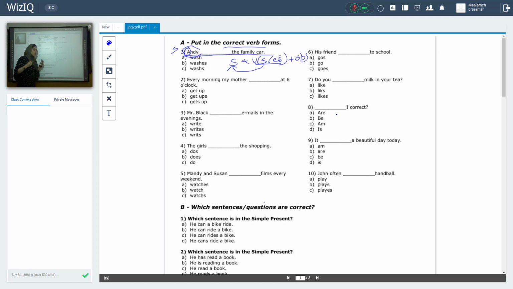Okay, teacher, when should we add S or ES? When the verb ends with X or O or SH or CH, and Z, we should add what? ES. Like he wash, it's a verb that ends with CH. That means we should add what? ES. So washes is the correct verb.